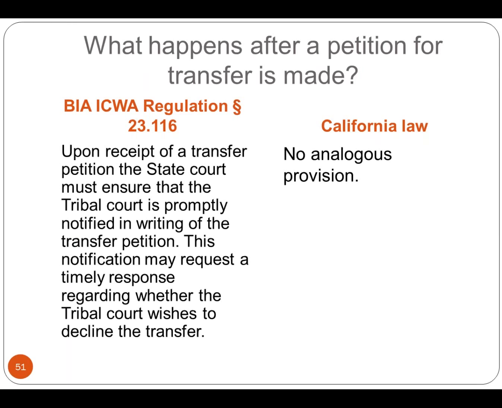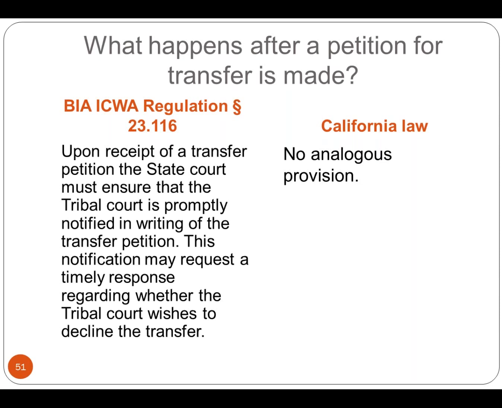What happens after a petition to transfer is made? Well, upon receipt of a transfer petition, the state court must ensure that the tribal court is promptly notified in writing of the transfer petition. This notification may request a timely response regarding whether the tribal court wishes to decline the transfer. And California doesn't have a provision on point.